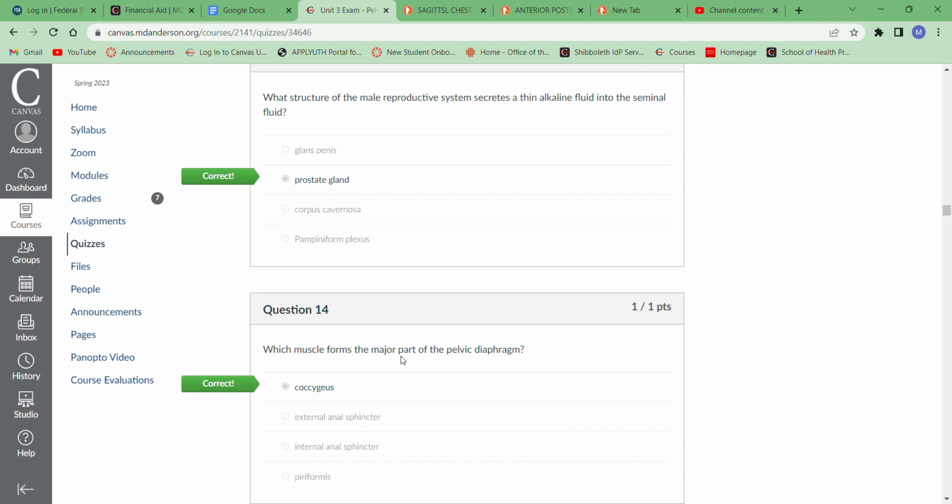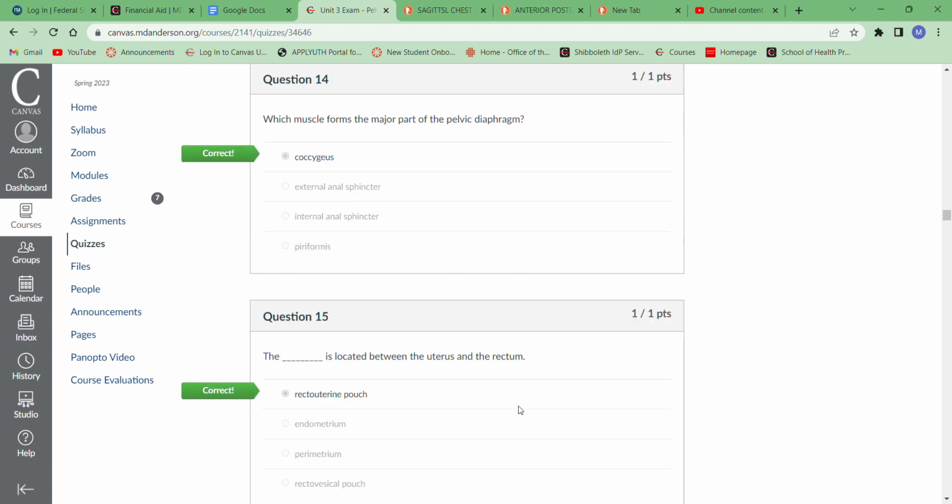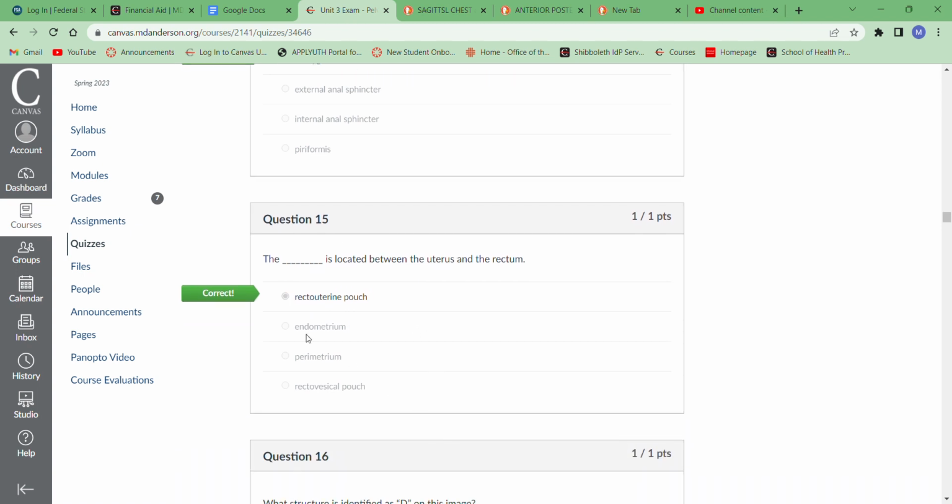Which muscle forms the major part of the pelvic diaphragm? The coccygeus. So a lot of the muscles on the pelvic floor attach to the coccyx. The blank is located between the uterus and the rectum, the retrouterine pouch. Oh, sorry, rectouterine pouch. Okay. Recto meaning rectum, uterine meaning uterus, so yeah.